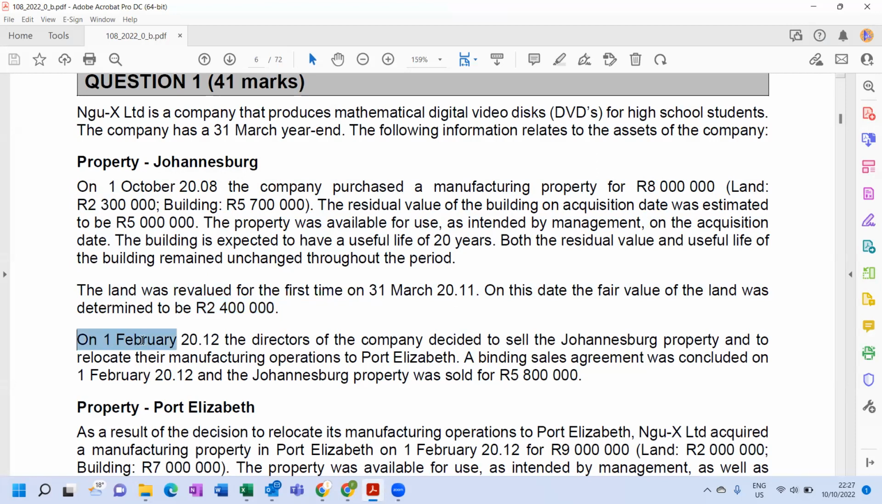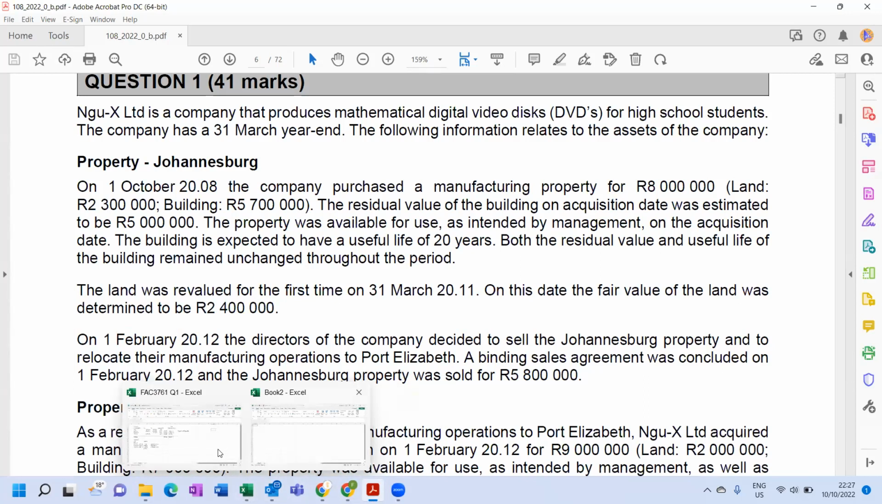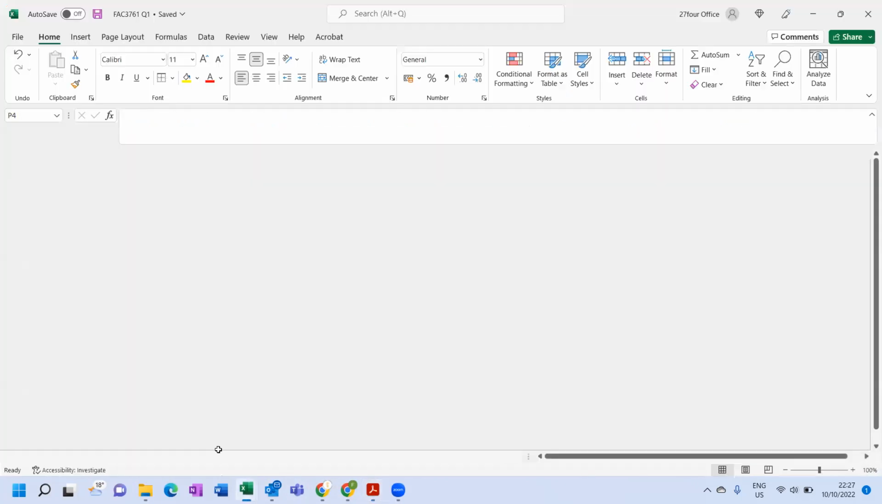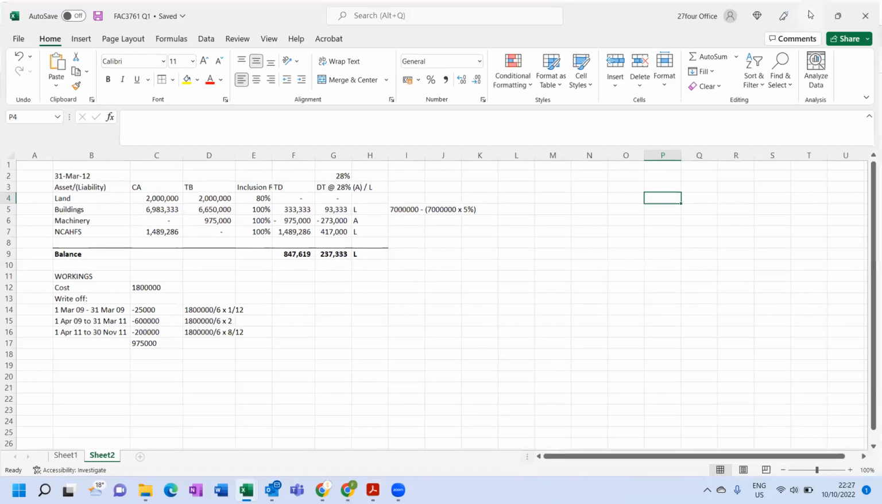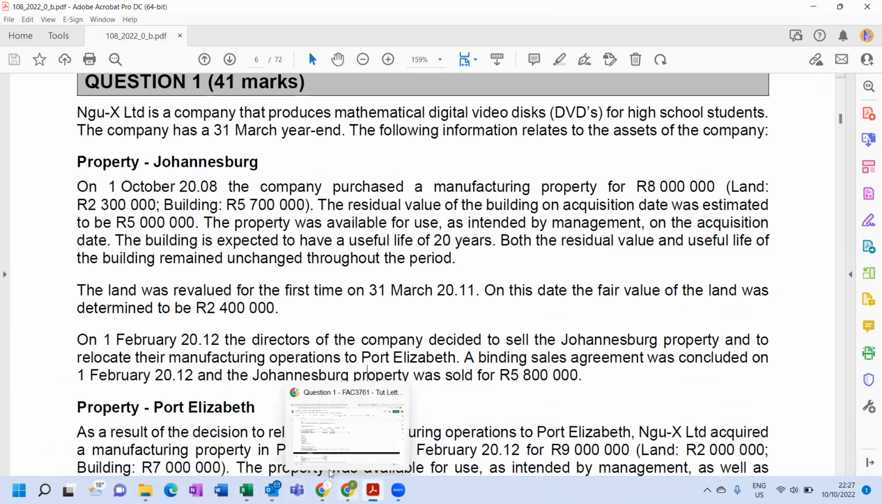Now let's say on 1 February, the directors of the company decided to sell the Johannesburg property and to relocate the manufacturing operations to Port Elizabeth. A binding sales agreement was concluded on 1 February 2012, and the Johannesburg property was sold for 5.8 million. So that is a disposal. When we dispose of an asset, we dispose of it at carrying amount.